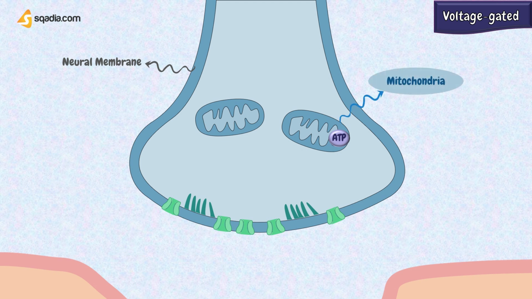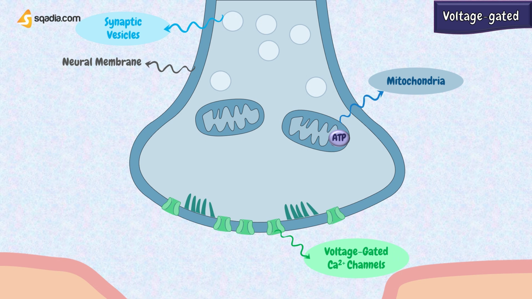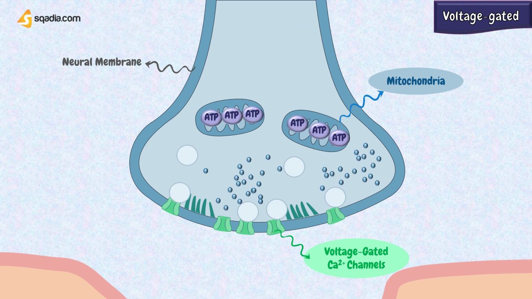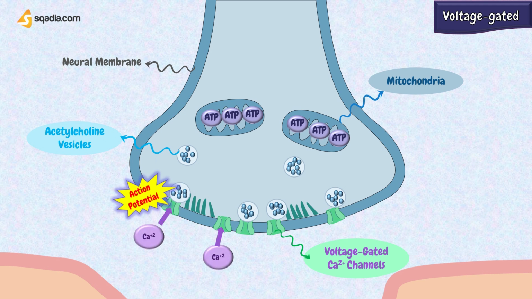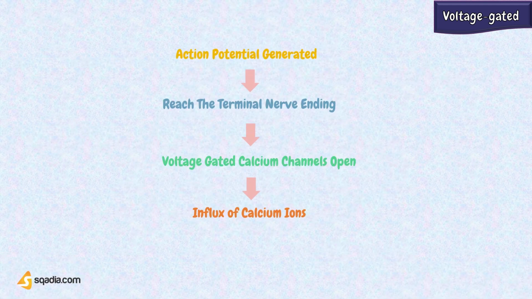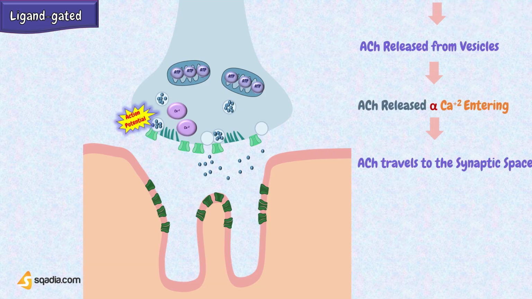To understand them better, let's look at some examples. The best example of the voltage-gated channels is in a neuromuscular junction. When an action potential reaches the axon terminal, the calcium channels are opened, and calcium ions diffuse into the interior of the axon terminal from the extracellular fluid.